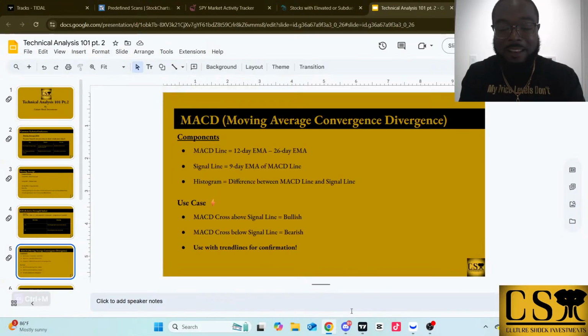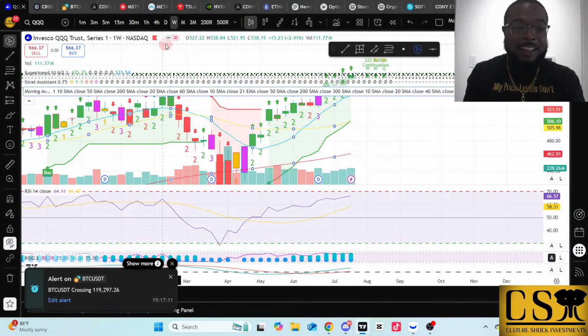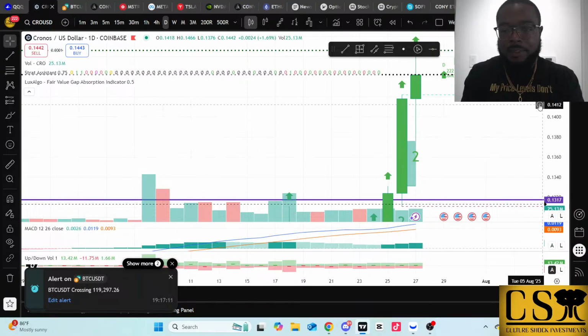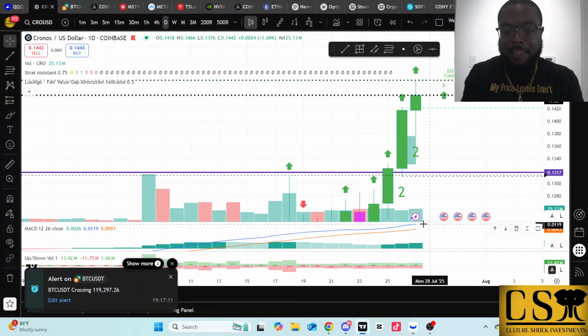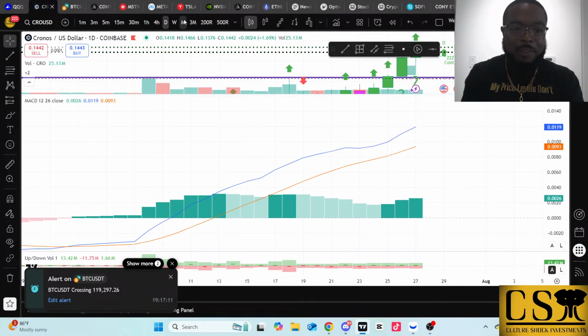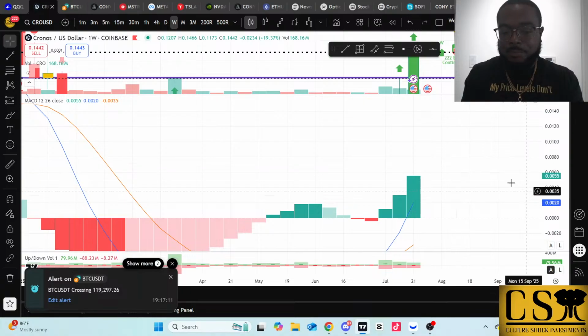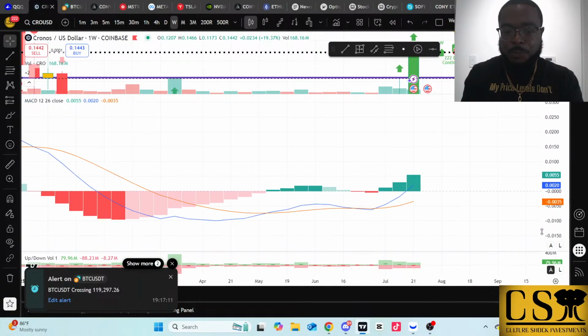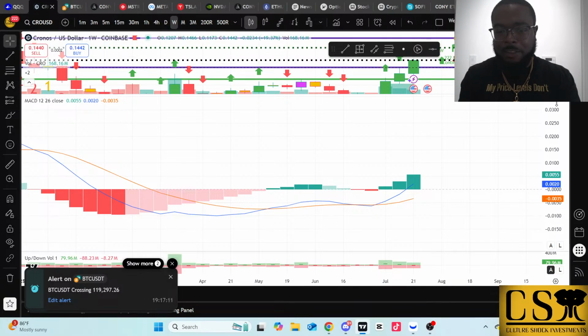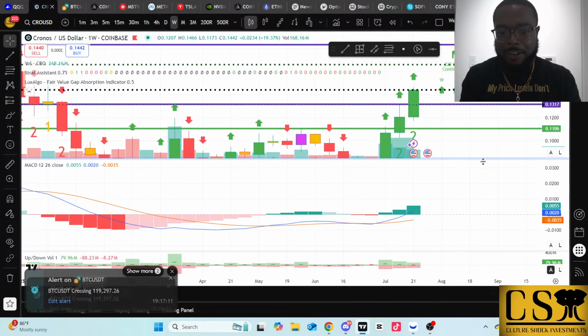Let me show you the MACD right now so you have an idea of how that looks. Let me pull that up. So you have a MACD indicator right here. So this is the MACD. The MACD on a particular stock will show you when there's bullish momentum coming in or bearish momentum. And you could correlate that to the stock price movement as well.